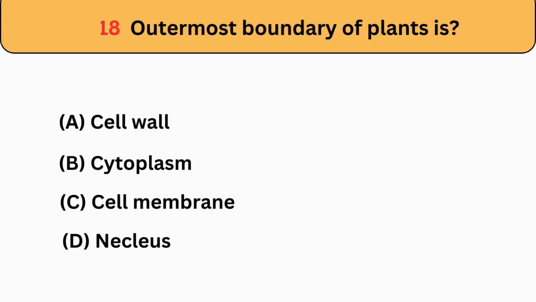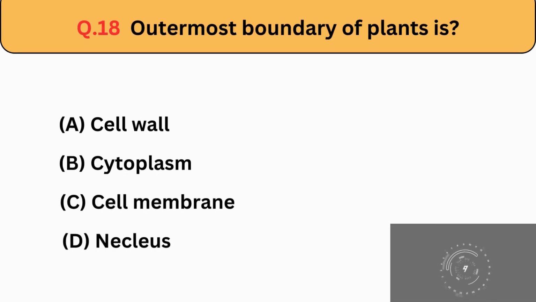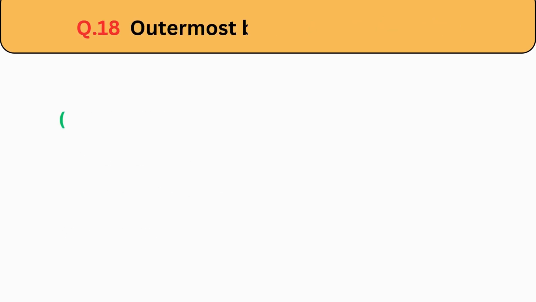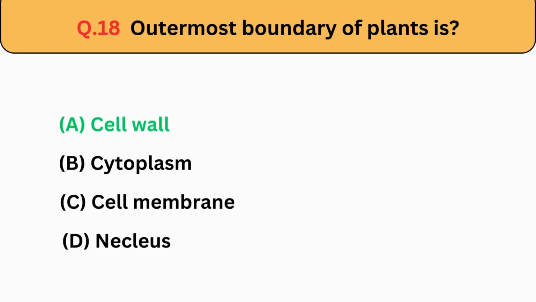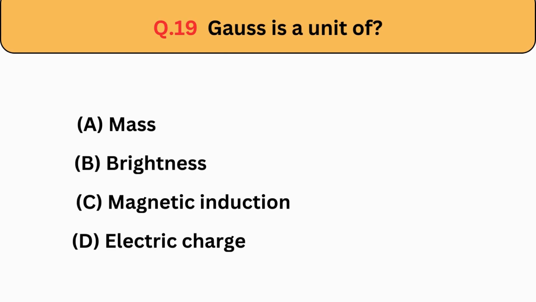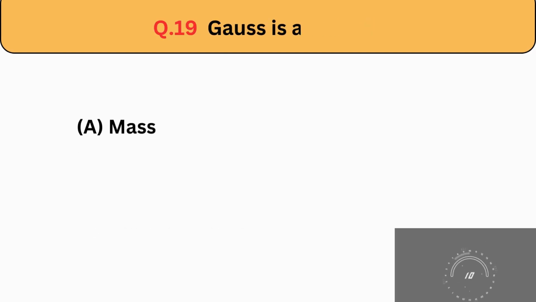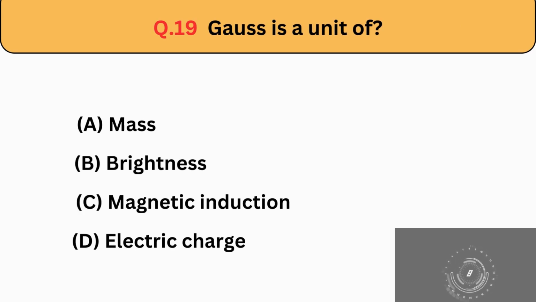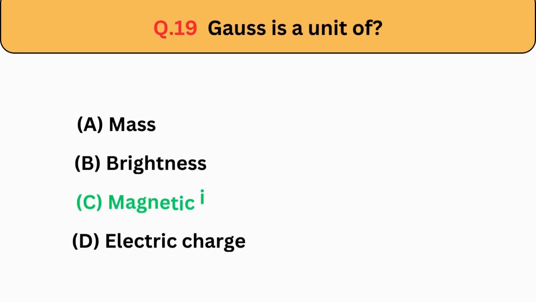Outermost boundary of plant cells is. Option A, cell wall. Gauss is the unit of. Option C, magnetic induction.